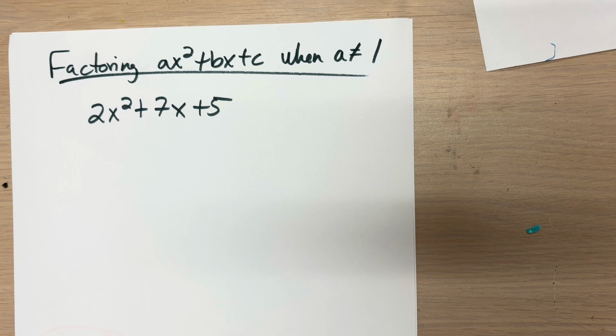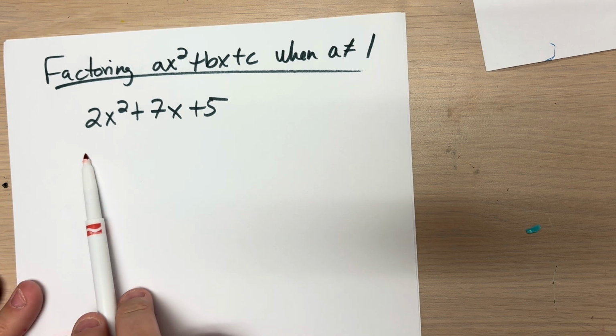I wanted to make a video where I revisit factoring quadratic trinomials when the leading coefficient is not 1. I recently went to a workshop, and a colleague from another school showed me a new method to do this, which is super quick and really not that difficult to do.